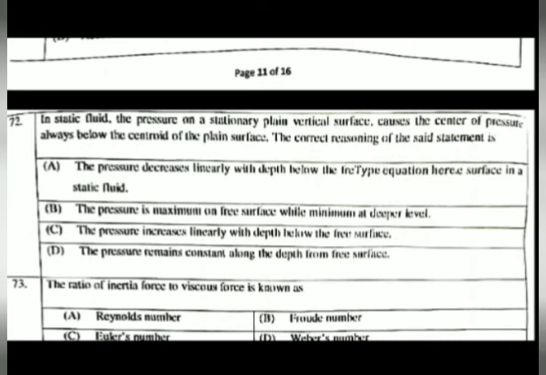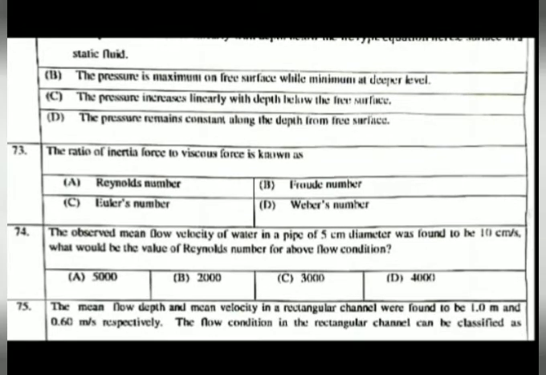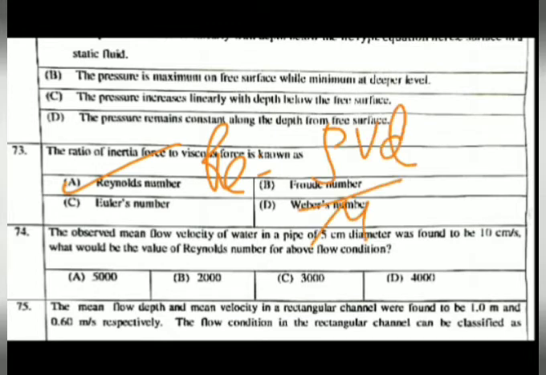In static fluid, the pressure on a stationary plane vertical surface, called the center of pressure, is always below the centroid of the plane surface. Correct reasoning of the statement is, so right answer for this question is C. The pressure increases linearly with the depth below the free surface. The ratio of inertia force to viscous force is your option A, Reynolds number. Reynolds number is your rho Vd over mu.